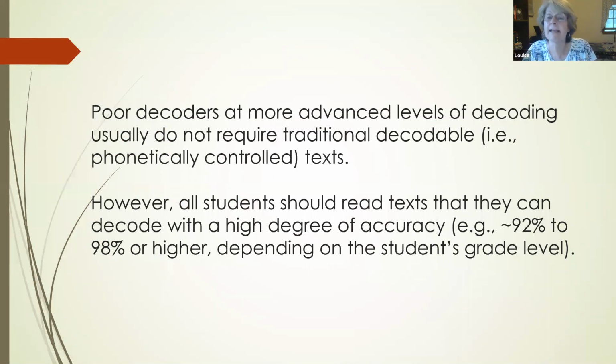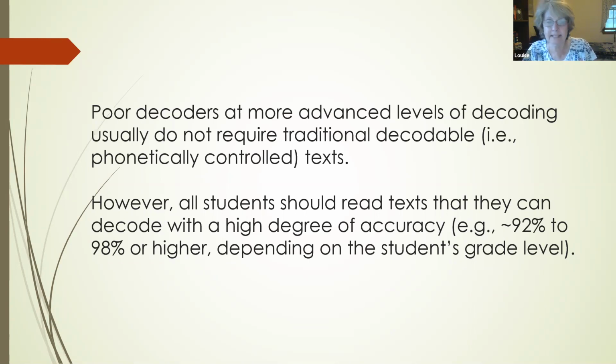Poor decoders at more advanced levels of decoding usually don't require decodable, in the sense of phonetically controlled, text. So if you have, say, a ninth grader who's reading at a fifth grade level, that student is far behind in reading. And assuming that part of their reading problem involves decoding, decoding should still be addressed. But at a fifth grade level, the student can decode a wide enough range of words that you probably don't want to place them in highly controlled materials. It's not needed, but you would need to place them at a fifth grade level or whatever their instructional level is. And they should be able to decode with a high degree of accuracy.